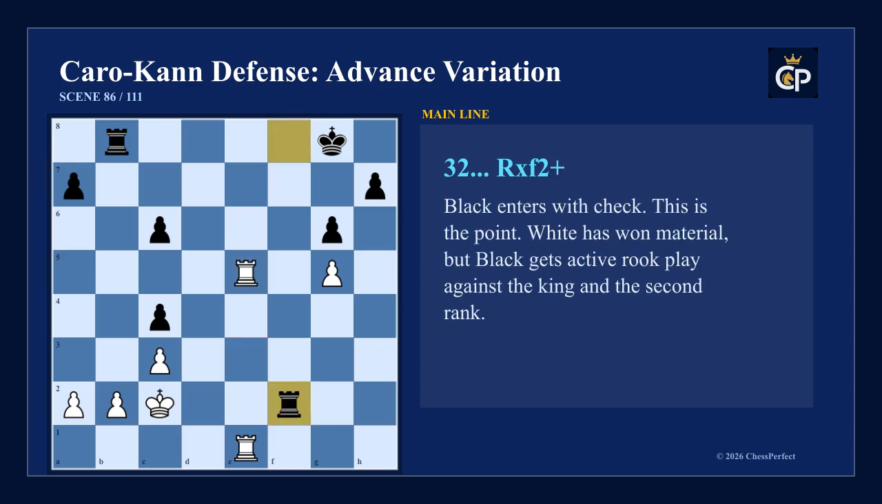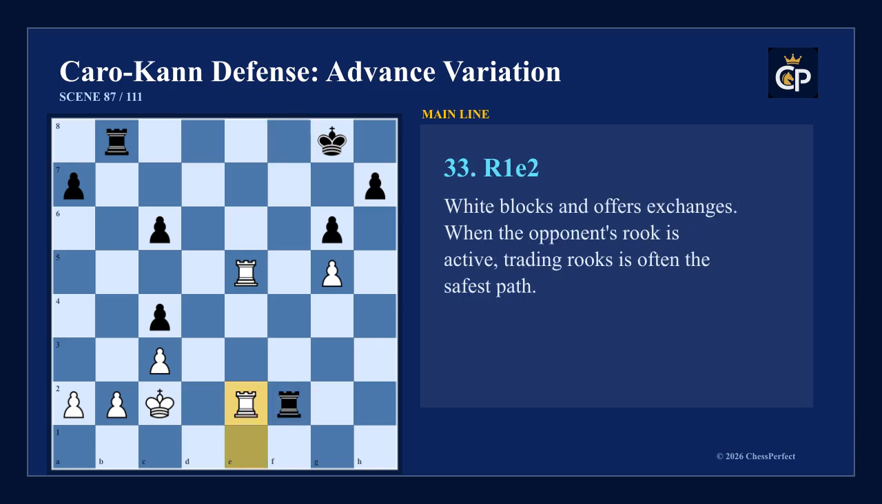Rook takes f2, check. Black enters with check. This is the point. White has won material, but black gets active rook play against the king and the second rank. Rook on first rank to e2. White blocks and offers exchanges. When the opponent's rook is active, trading rooks is often the safest path.